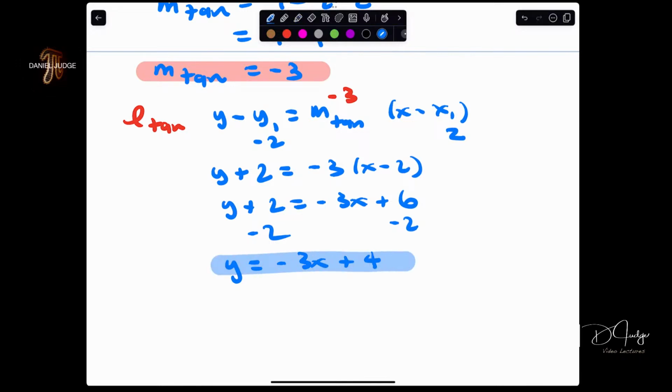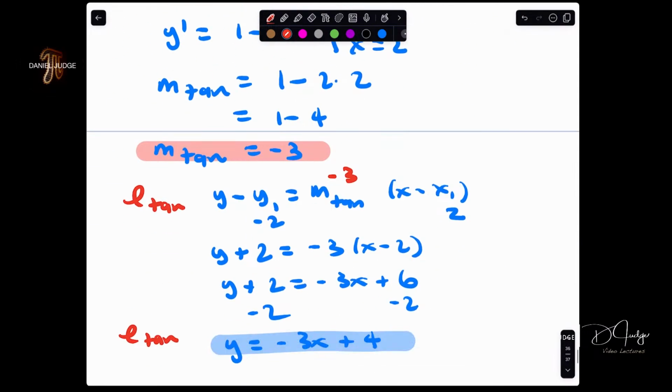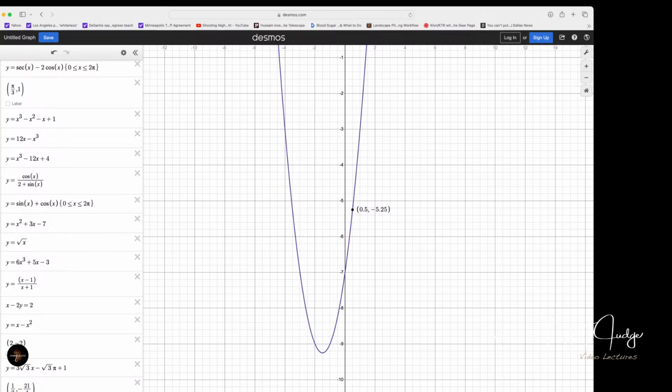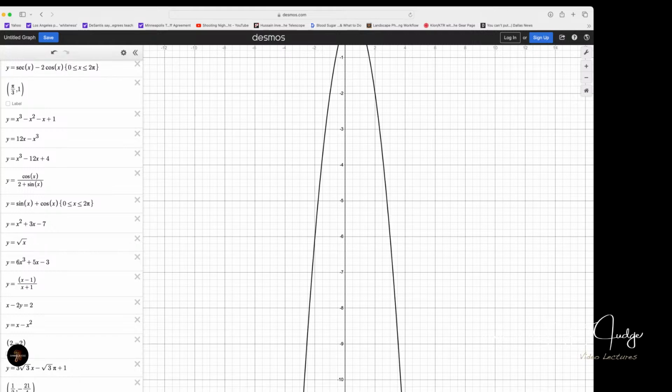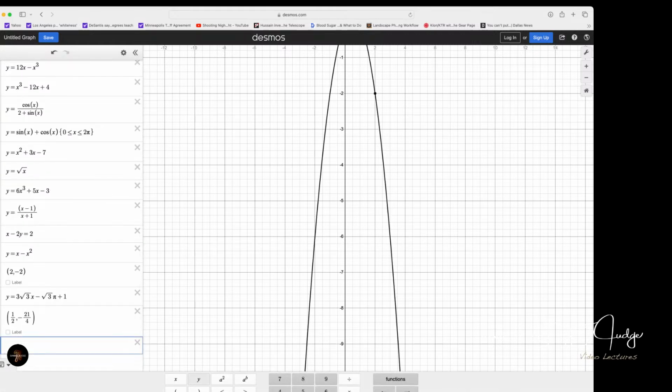I'm going to show you in Desmos here something interesting: the normal line. Okay. So we're going to go back to that curve, which is a parabola, y is x minus x squared. I'm going to find that tangent line to the curve, and we'll talk about the normal line now. So get rid of that. I think the function is down here. Here's the point.